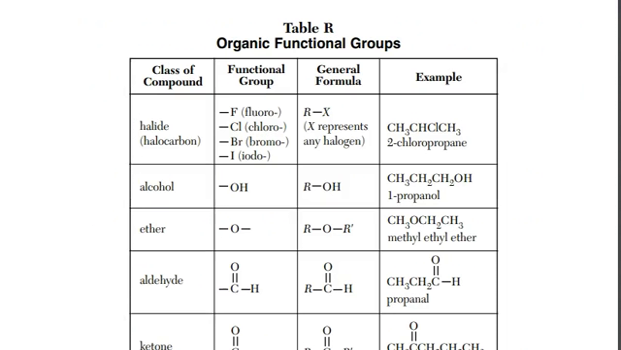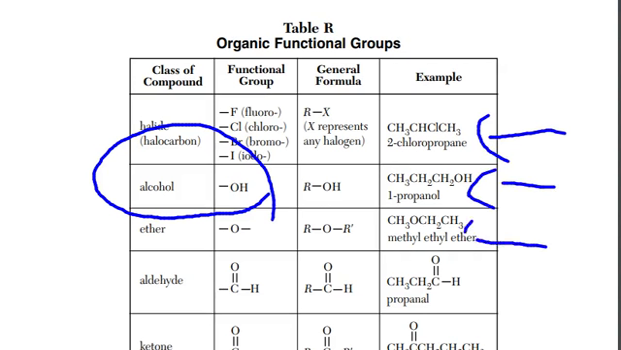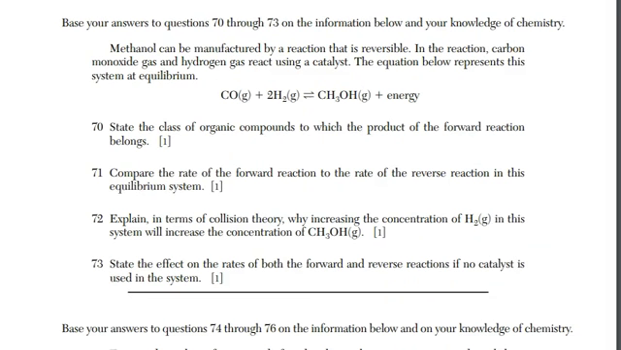Reference table R, and we're looking for that OH, and sure enough, you can see here it's part of the alcohol class, and that's all you had to say. Alcohol or alcohols. So every single one of these classes of compounds has something in addition to carbon and hydrogen on the molecule. Question 71, compare the rate of the forward reaction to the rate of the reverse in this equilibrium situation. Because it's equilibrium, the rates are equal. Write it down, equal rates, and move on to 72.